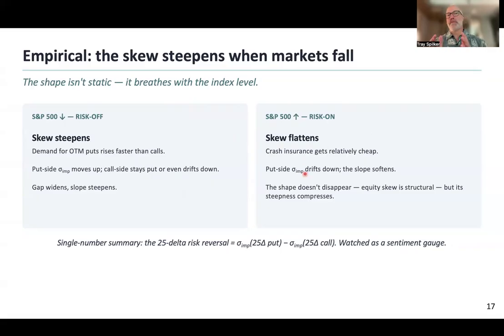So how do practitioners measure the skew of the equity option picture that we saw on the prior slide, or the smirk, if you will? They typically track this with a single summary number, and they call this the 25 delta risk reversal. This is basically the implied volatility of a 25 delta put option minus the implied volatility of a 25 delta call option. And they use this as a sentiment gauge when looking at the market.